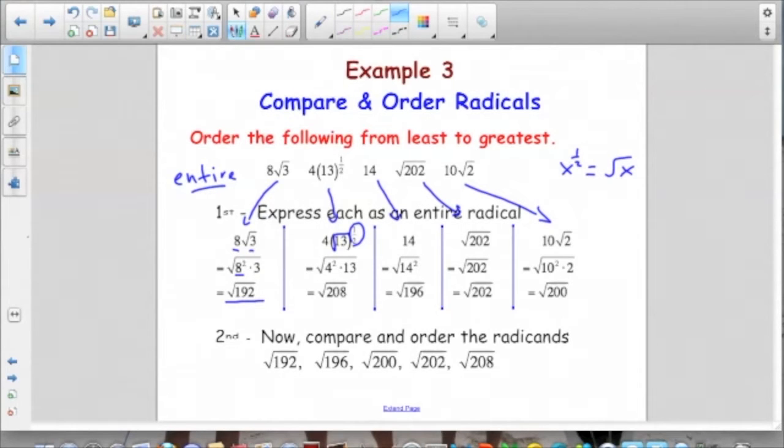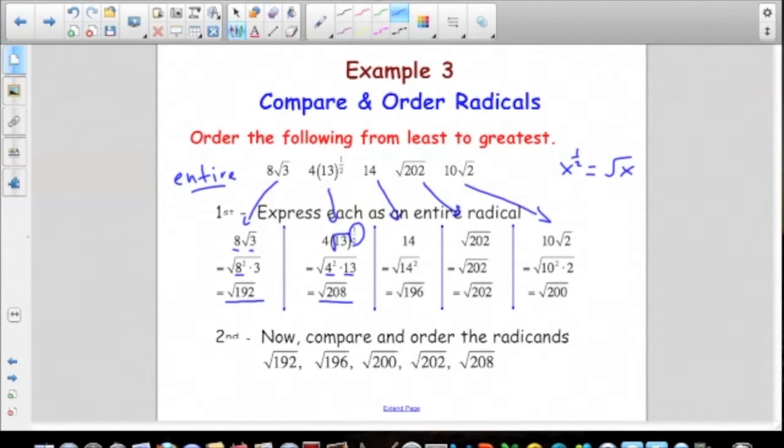Okay, so now we take the 4 and we square it, and we have root 13 inside. And we go 4 times 4 is 16 times 13 is 208. Now when you have a number all by itself, well, how do you take a number and put it into a radical form? All you do is you square it. When you square the number and put the square root around it, you know it is the answer. Because if I said, what is the square root of 196? It's 14.